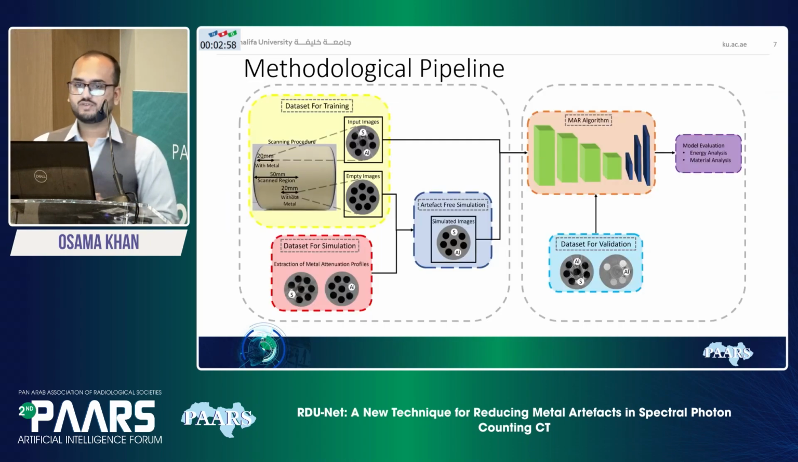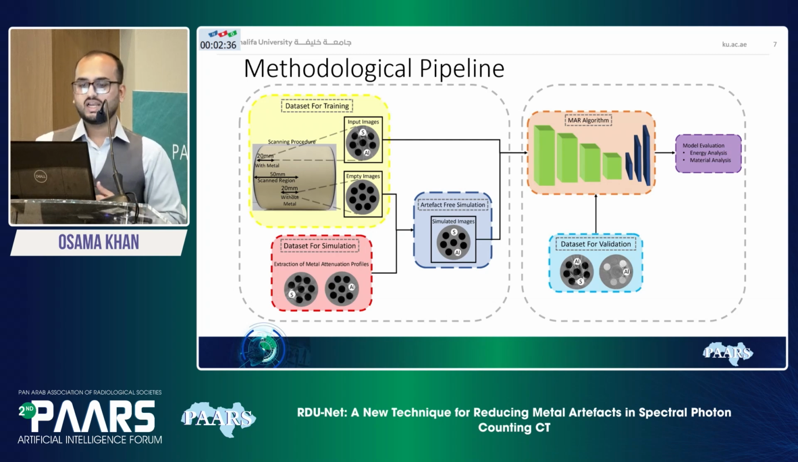For the training data sets, we took a 50 millimeter scan, 20 and 20. We used 10, and left the middle so that there are no residual artifacts. We divided it into input images that contain steel and aluminum, and empty images that contain no metal at all. The data set for simulation was used to extract the metal attenuation profiles of steel and aluminum.